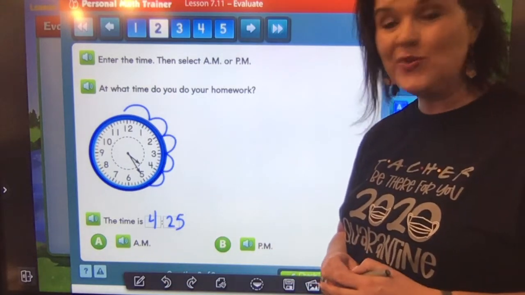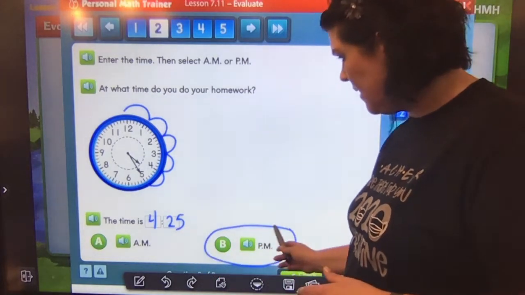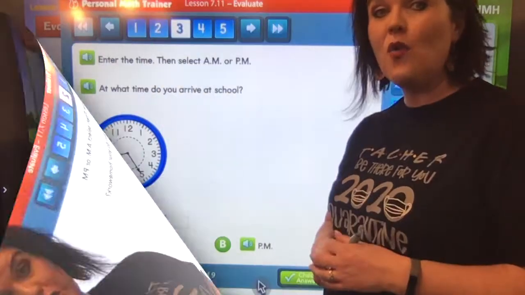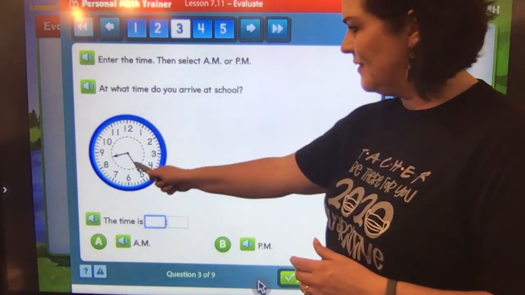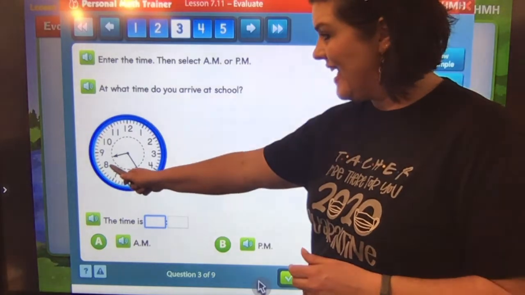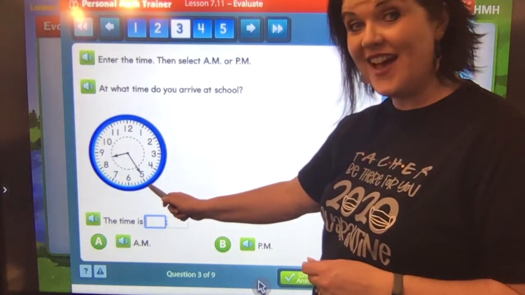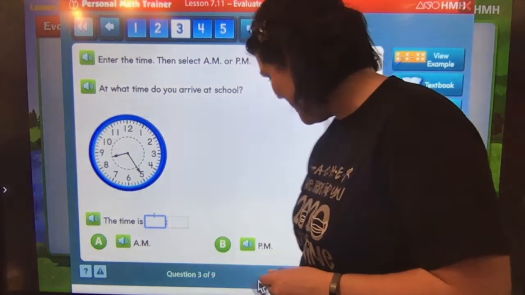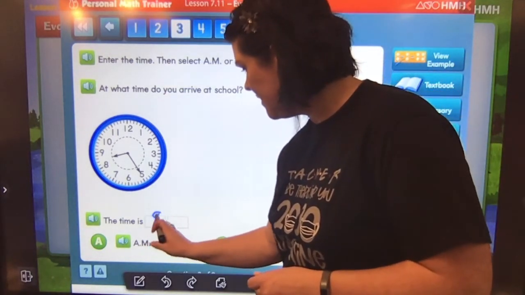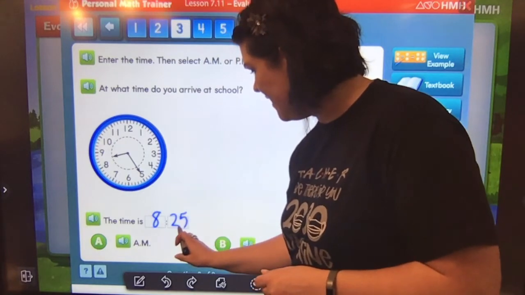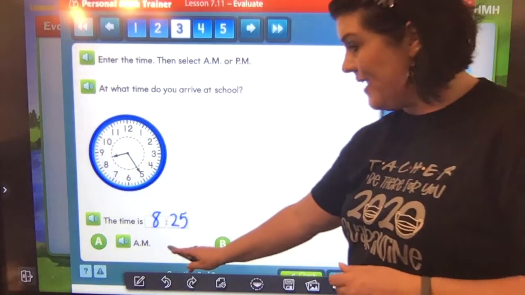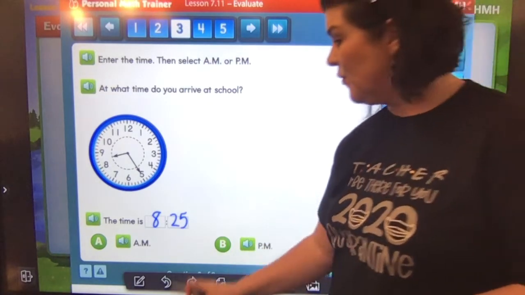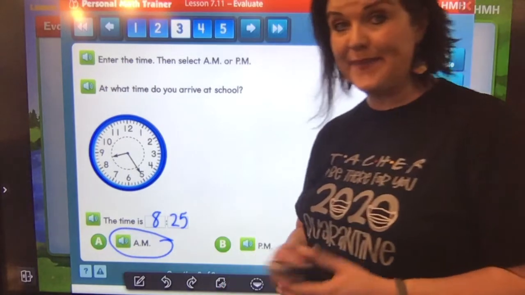Now, would you choose AM or PM? We have to choose PM because it is after noon. What time do you arrive at school? 8:25. I bet you guys figured that out before I even said it, right? So 8:25. Now, is it AM or is it PM? It's before noon, so we're going to say that it is AM.